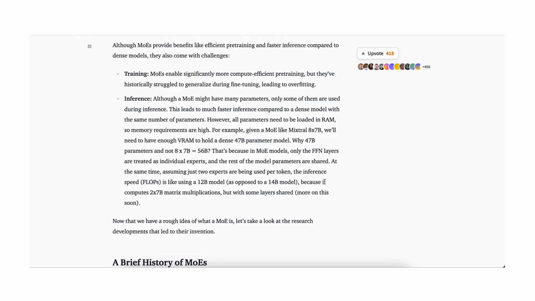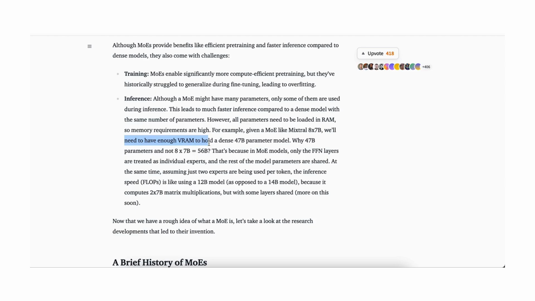What is the disadvantage? The disadvantage is that you need a larger amount of memory. So we need to use 47 billion parameters. If we were not using the mixture of experts concept, we would have used 7 billion parameters, but now we are using 47 billion parameters because we have 8 experts in every layer, which means that we should have enough VRAM to hold all these 47 billion parameters, so it increases the memory requirement.